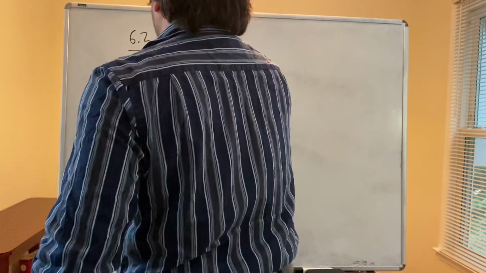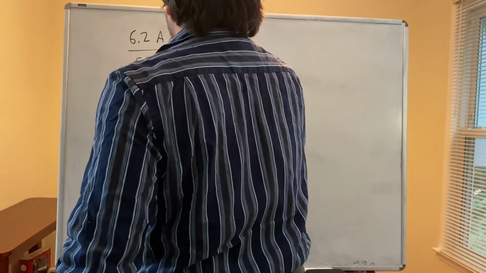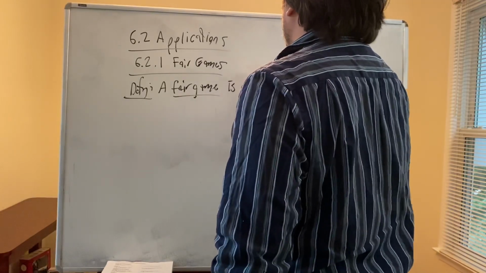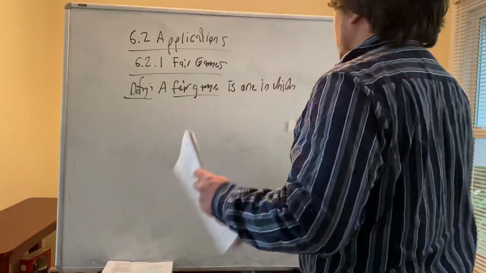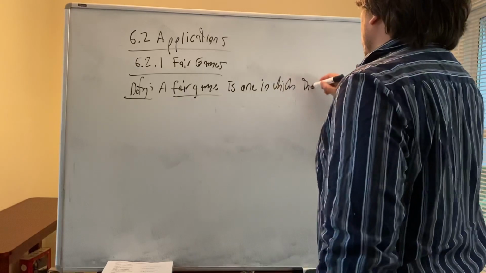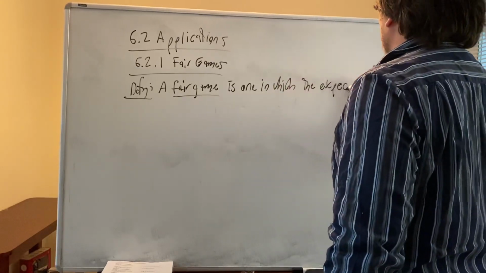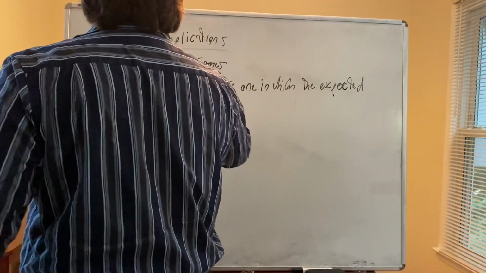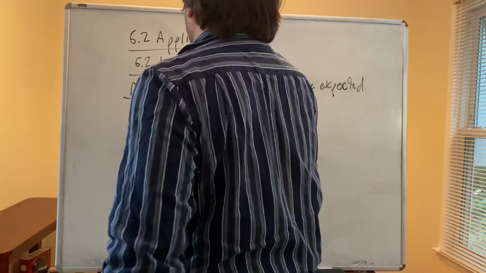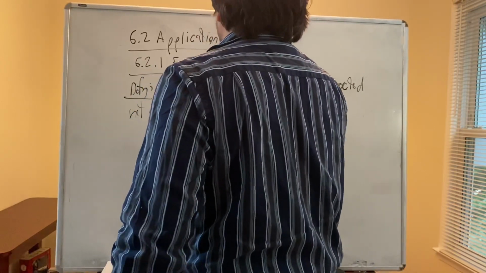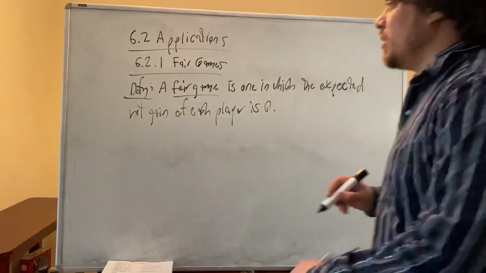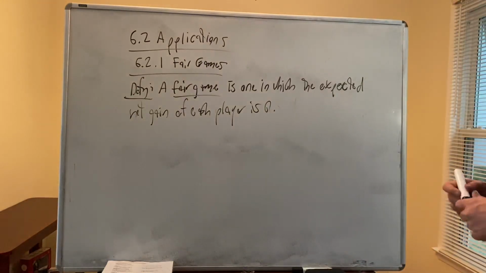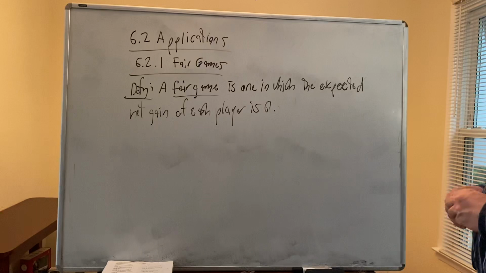Definition: a fair game is one in which the expected net gain of each player is 0. Okay, so that's the definition of a fair game. A fair game is one in which the expected net gain of each player is 0.